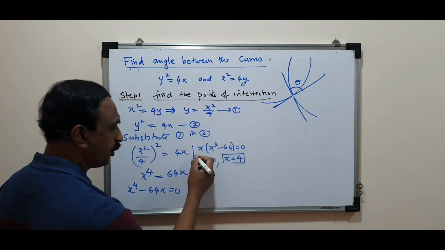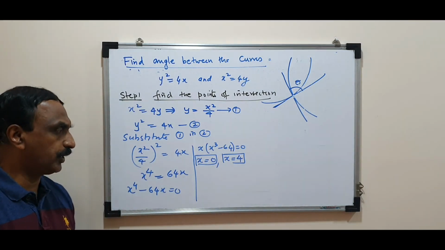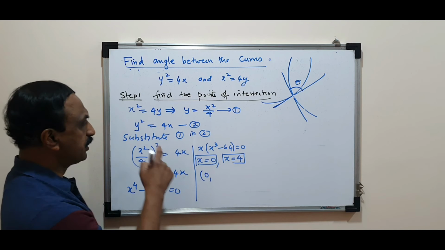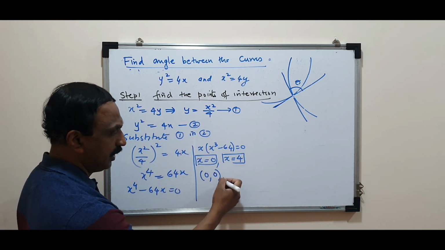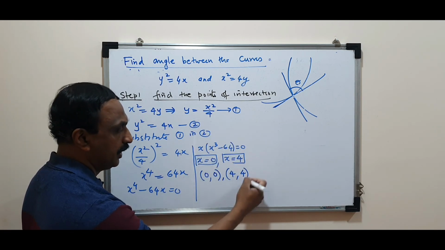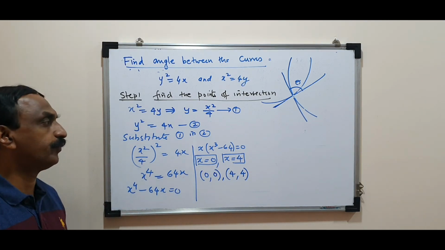So there are 2 points of intersection. These two curves intersect each other at 2 points. One point I have got x coordinate 0. When x is 0, how much is y? When x is 0, y is also 0. And when x is 4, put here 4, 16 by 4, y is 4. So the points of intersection of the two curves are (0, 0) and (4, 4).